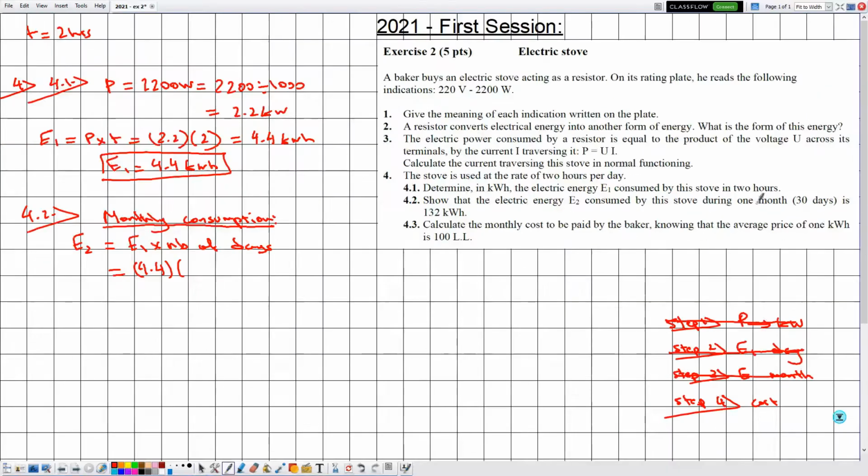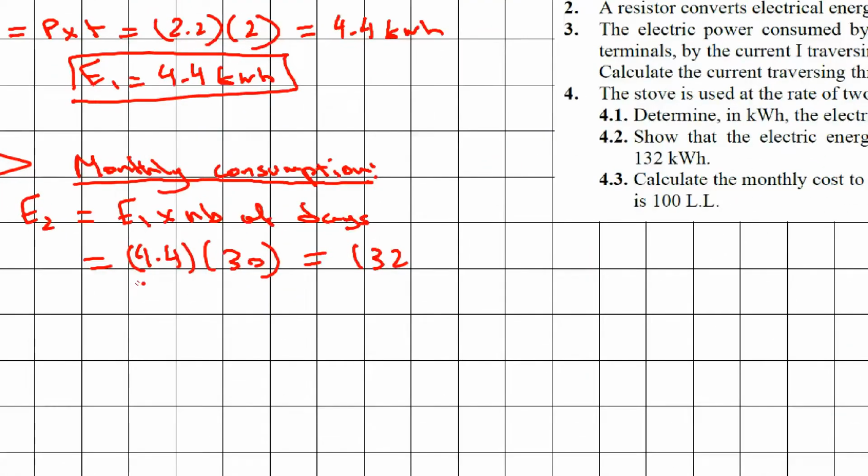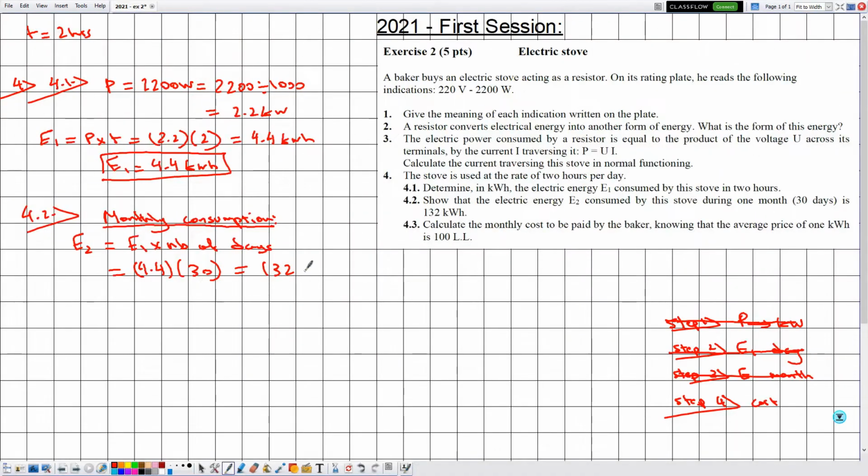In other problems, it may be less than 30 days. Now plugging this on the calculator, we can find that it's given by 132. Since this is in kilowatt and this is in hour, then the energy will be in kilowatt hour. Then E2 is given by 132 kilowatt hours.